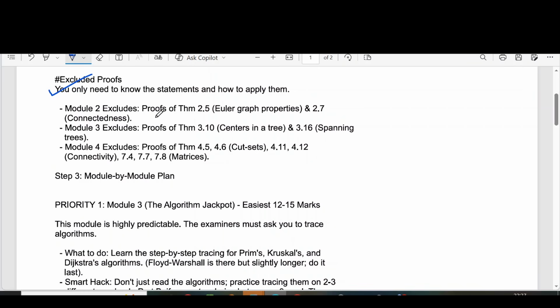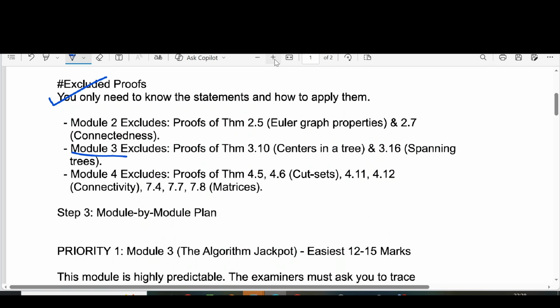From module 2, it excludes the proofs of theorem 2.5 Euler graph properties 2 and 2.7 connectedness. From module 3, the proofs which are excluded are theorem 3.10 centers in a tree and 3.16 spanning trees. Then from module 4, the excluded proofs are theorem 4.5, 4.6, 4.11, 4.12, 7.4, 7.7, 7.8.